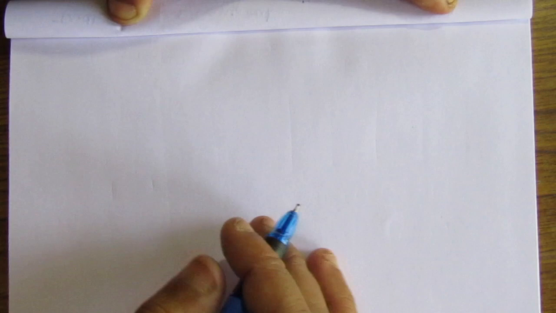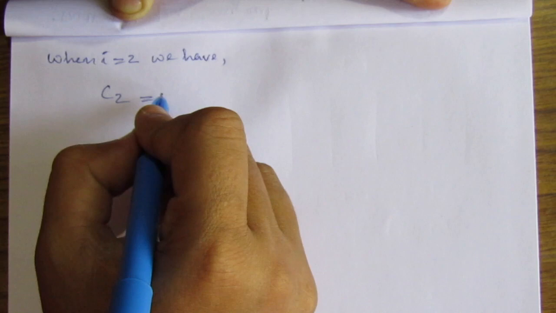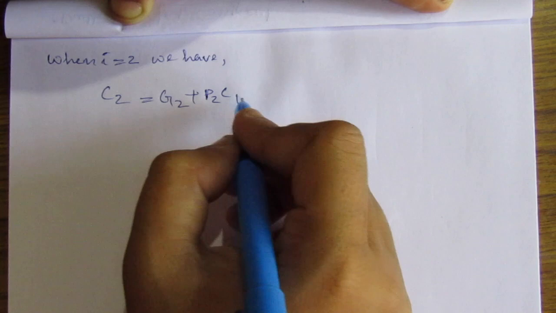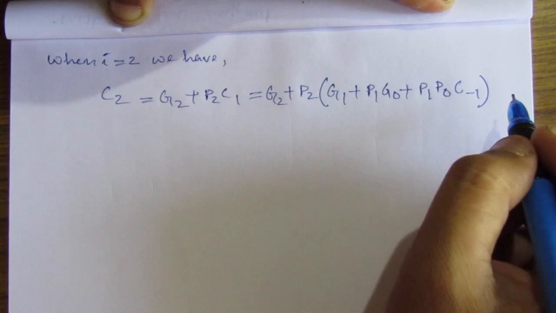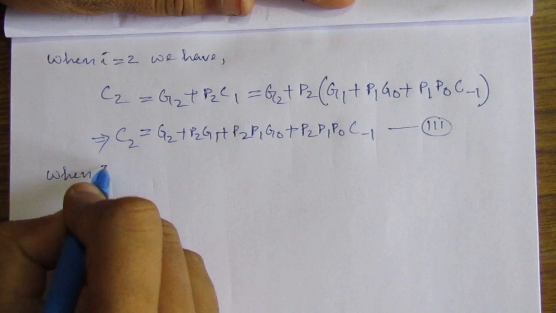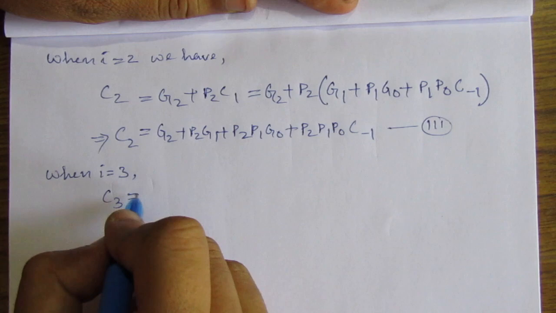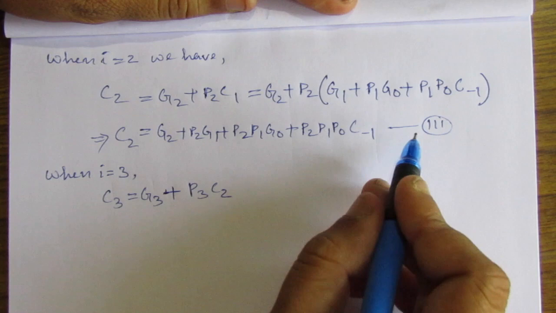Now let us consider the third case. When i equal to 2, we have C2 equal to G2 plus P2 C1. And we can put the value of C1 from equation 2 here. Now we will see the last case. When i equal to 3, we get C3 equal to G3 plus P3 C2. We can replace this C2 with the right hand side of equation number 3.